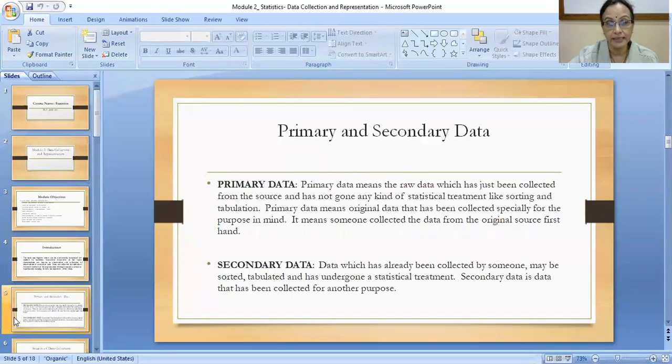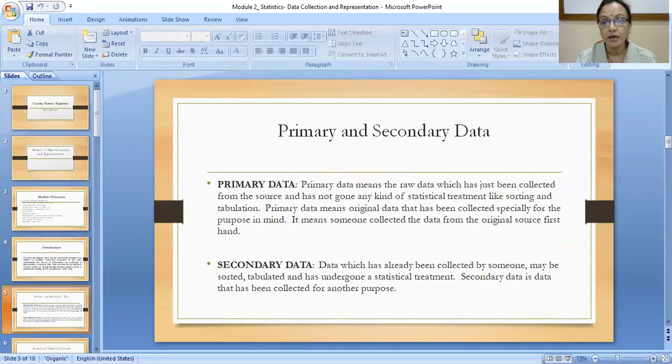Primary and secondary data. So what is primary data? Primary data means the raw data which has just been collected from the source and has not gone through any kind of statistical treatment like sorting, tabulation, etc. Primary data means original data that has been collected specially for the purpose in mind. It means someone collected the data from the original source firsthand.